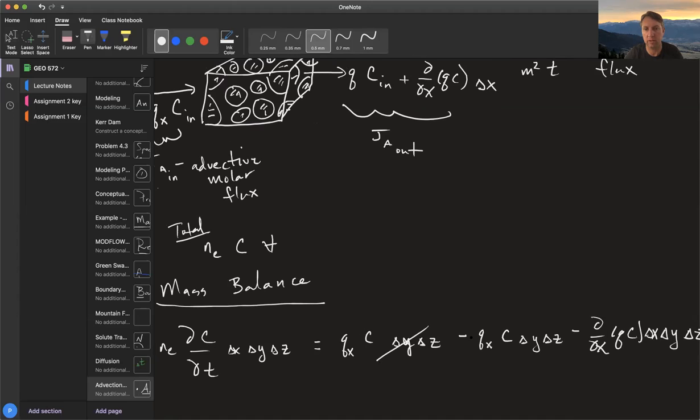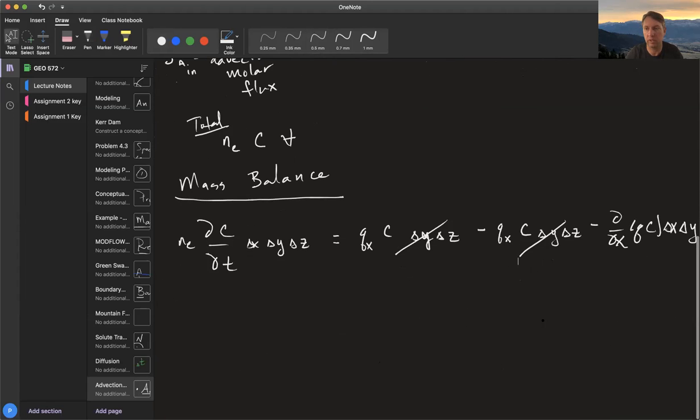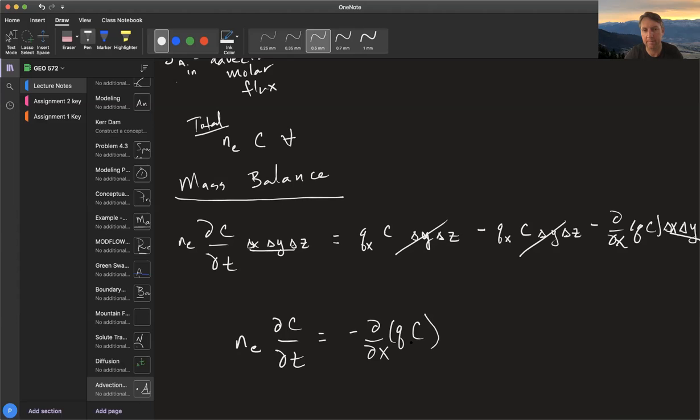So these terms cancel out, and we can cross these out, and we get n_e dC/dt is equal to negative d/dx of qC. All right, and this is the advective mass balance in the x direction.